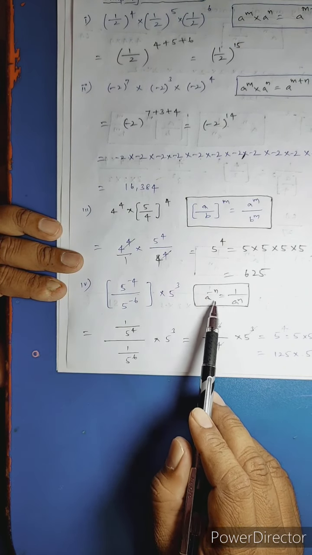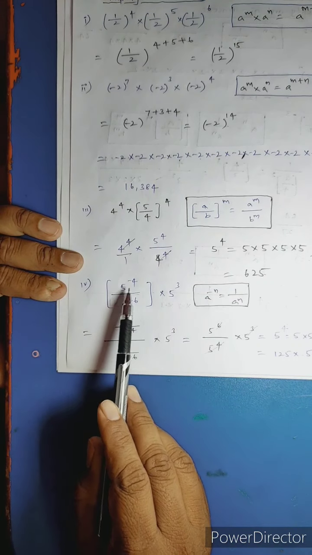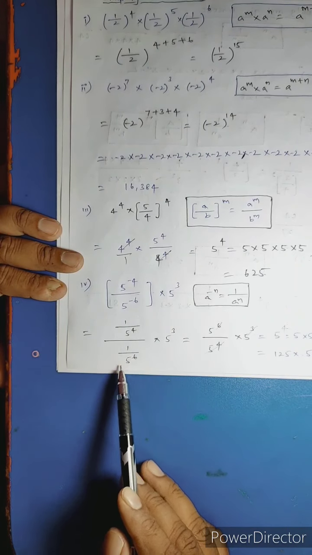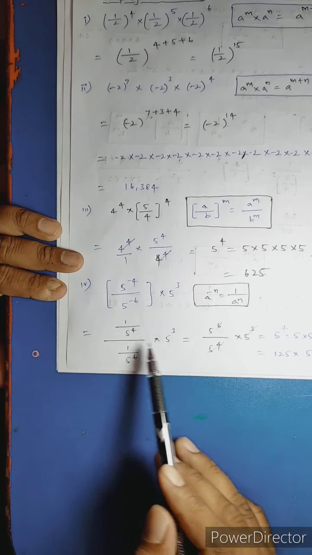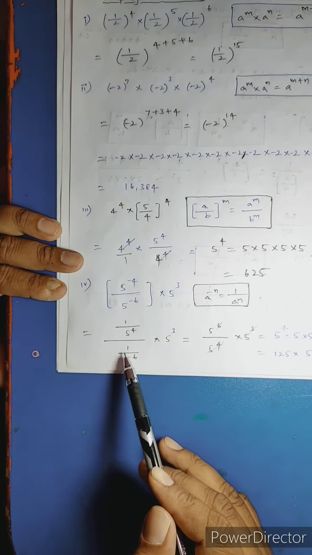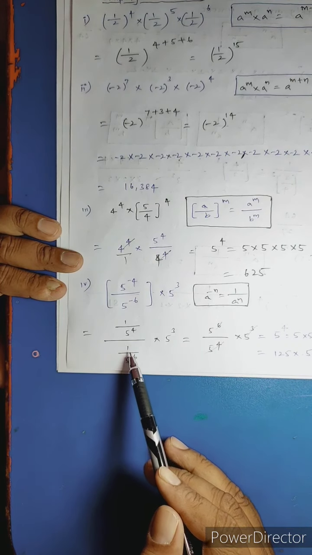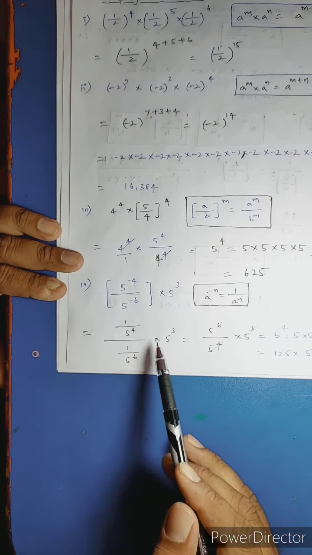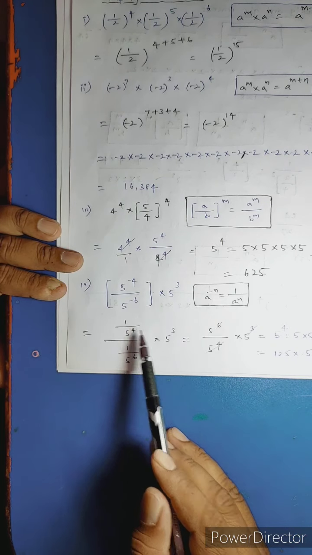A power of minus n is equal to 1 by a power of n. So besides this 1 by 5 power of 4, besides this 1 by 5 power of 6, this fraction contains a numerator. So same as it is, 1 by 5 power of 4, 1 by 5 power of 6, this whole in the denominator place. So write its reciprocal, 5 power of 6 by 1. So this will come in the numerator place, this will come in the denominator place.